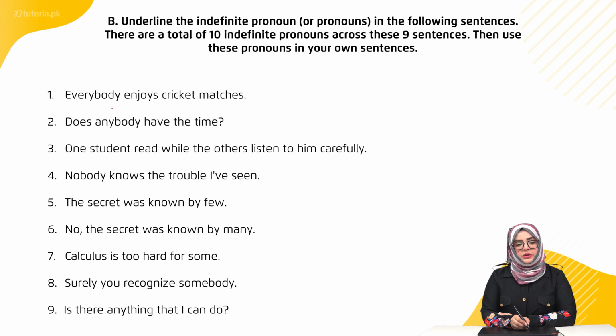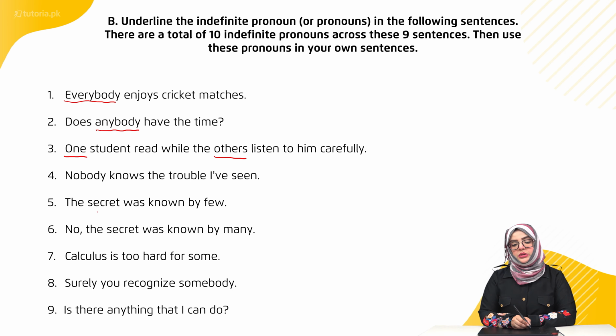So first is: everybody enjoys cricket matches. Everybody is the indefinite pronoun. Second is: does anybody have the time? Anybody will be the indefinite pronoun. Third is: one student read while the others listen to him carefully. So this is the one. There are 2 in this: one is one, and the other is others.